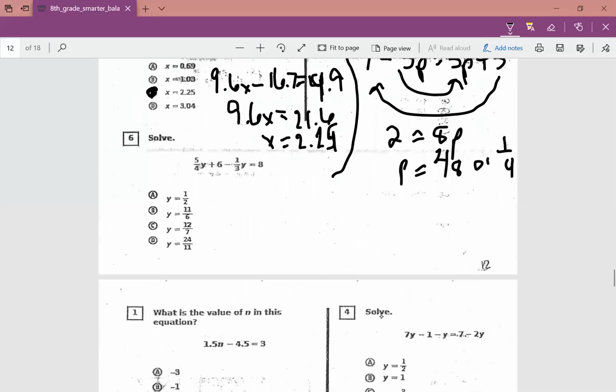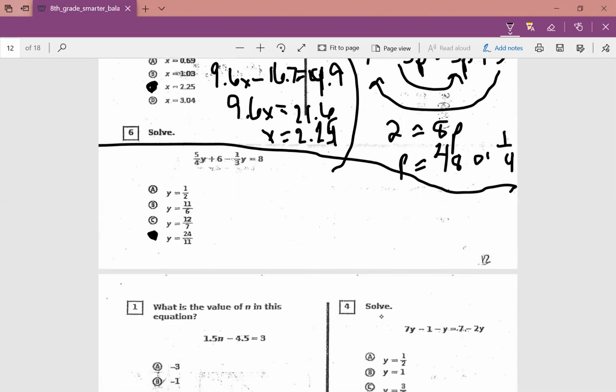Question number 6. I'm just going to draw lines like that so you know where we are. 5/4 y plus 6 minus 1/3 y equals 8. Again, we're just combining like terms. I'm going to subtract 6 from both sides. I'm going to do 5/4 minus 1/3, and all of it in the end comes out to be 24 over 11. Any questions on that one, just let me know.